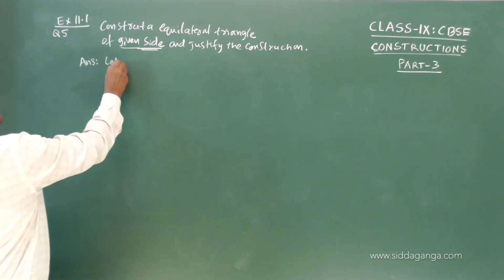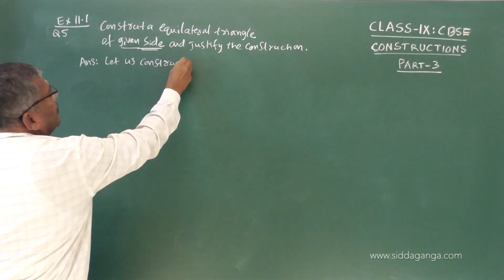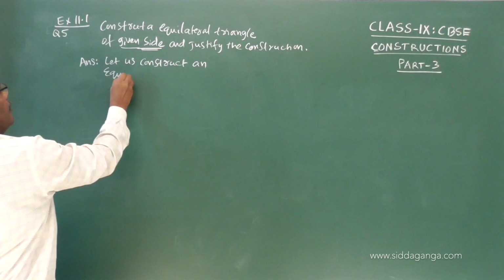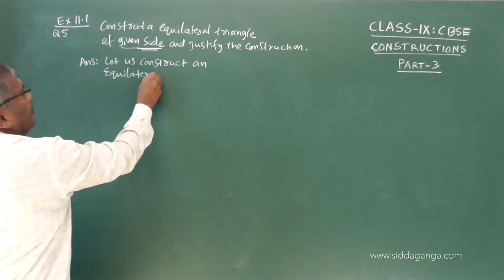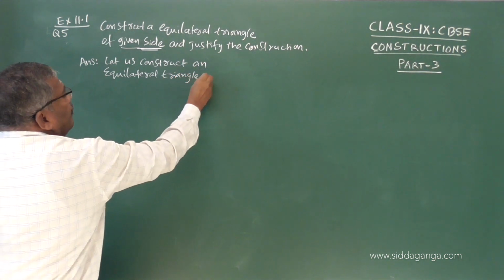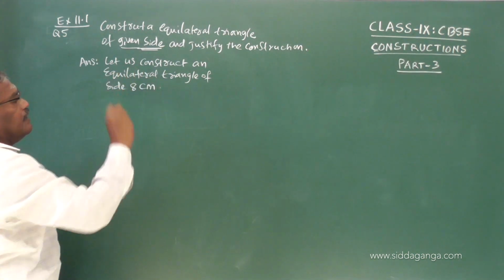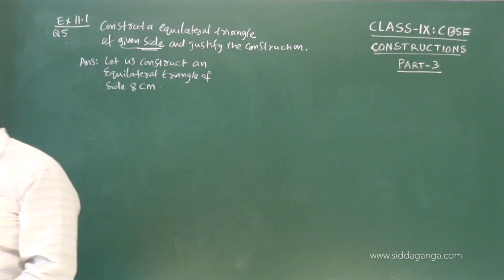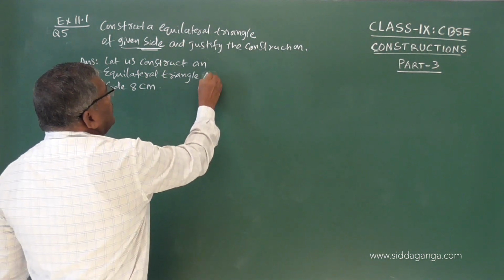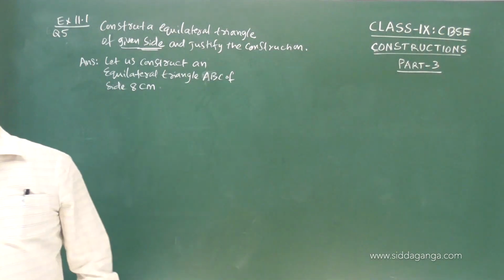So let us construct an equilateral triangle of side 8 centimeter, let us say. He has not specified, so we have taken it as 8 centimeter. Triangle, you can write ABC, and you can name it 8 centimeter.